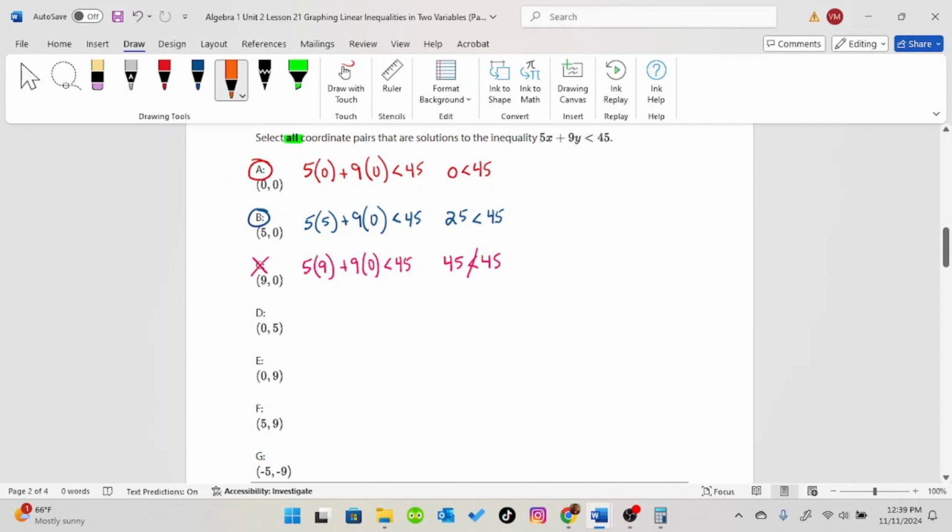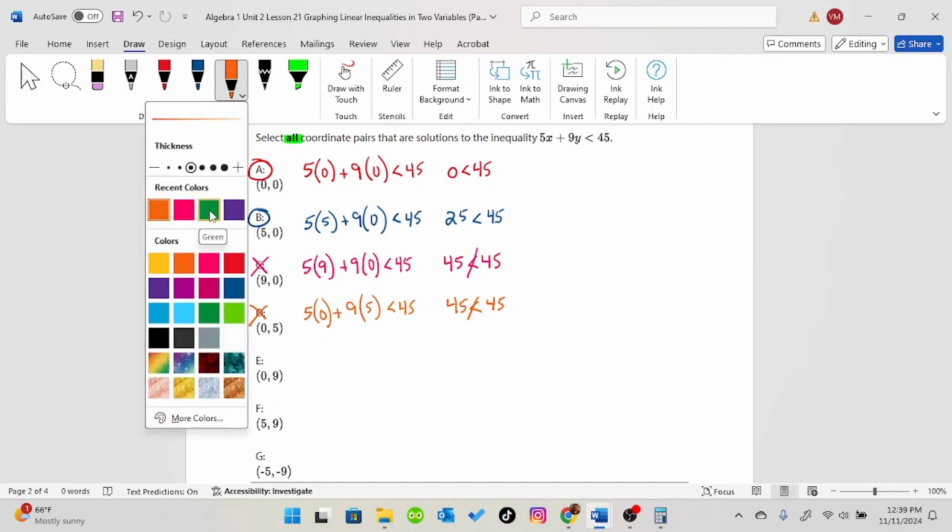Now we look at D. 5 times x, which is 0, plus 9 times y, which is 5, should be less than 45. 5 times 0 is 0, 9 times 5 is 45, and again, 45 is not less than 45. So D is not a solution to the inequality.